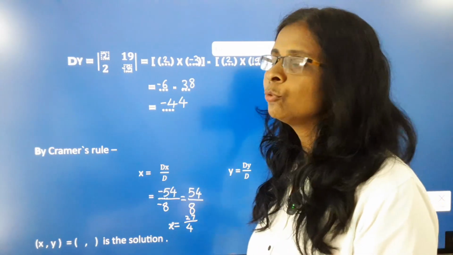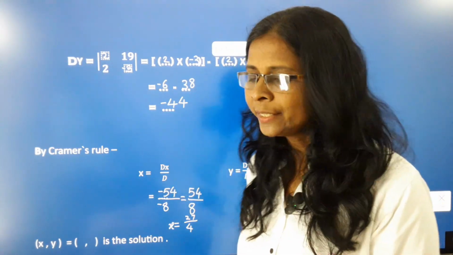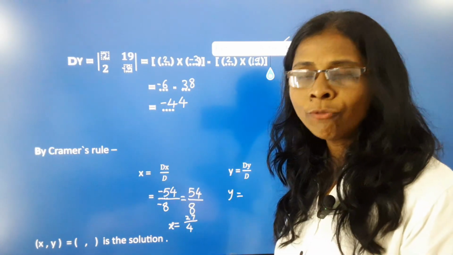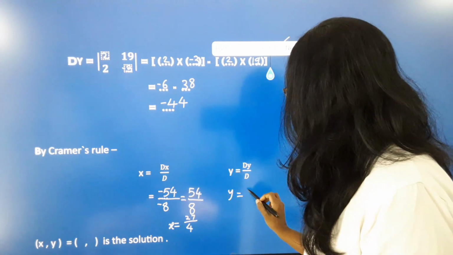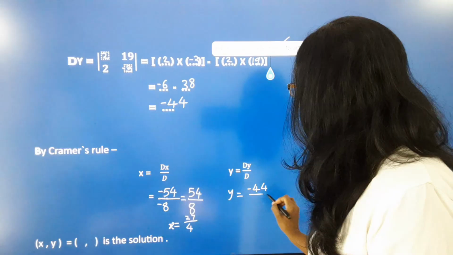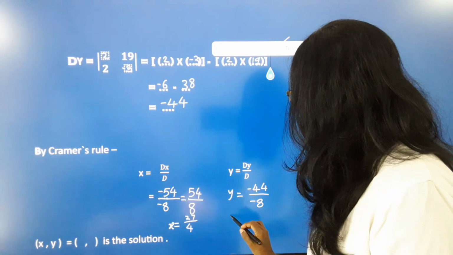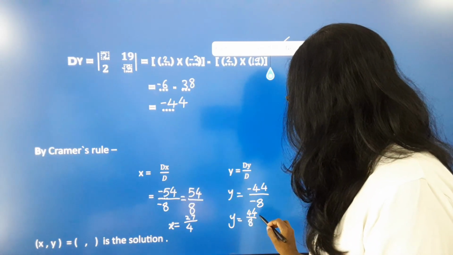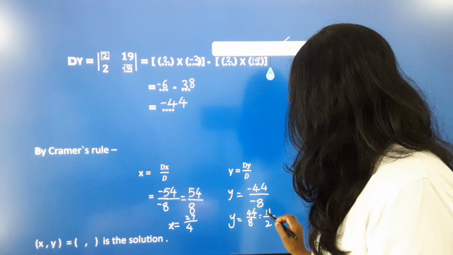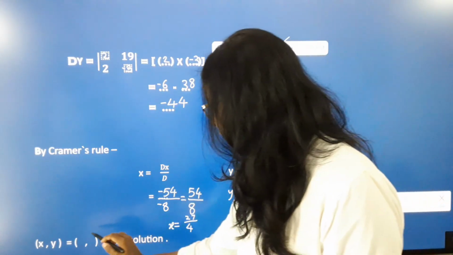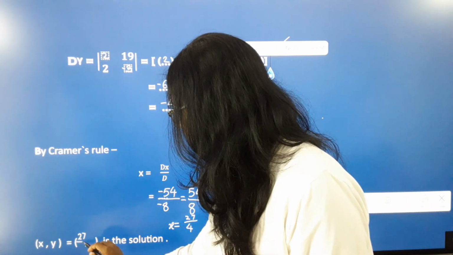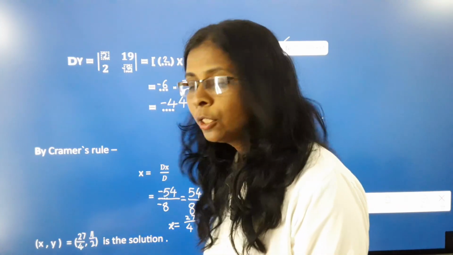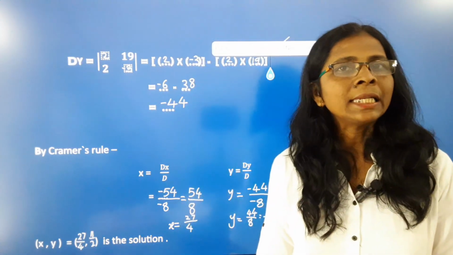So 27 upon 4 is the value of x, and the value of y is D of y upon D. Now D of y is minus 44 and D is minus 8. So simplify here, the minus minus signs get cancelled. So 44 upon 8, and then 4 twos are 8, 4 ones are 1. So 11 upon 2. So x, y is equal to 27 upon 4, 11 upon 2, which is the solution of the simultaneous equations.